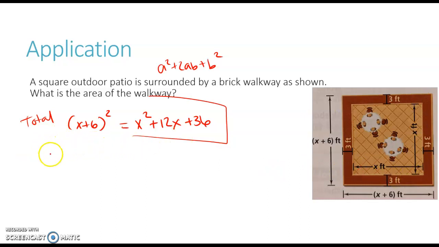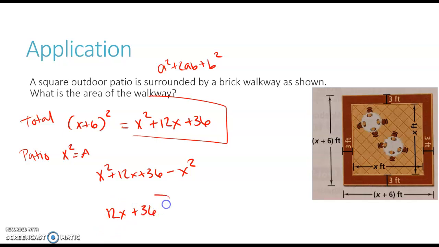So the area of the patio is x squared. So the patio itself has an area of x squared. And so what I'm going to do is take my x squared plus 12x plus 36, and subtract the x squared from it, so that the area of the walkway is 12x plus 36. And that's our area of the walkway. And I guess since it's an area, feet squared. And that's how we figure that one out.